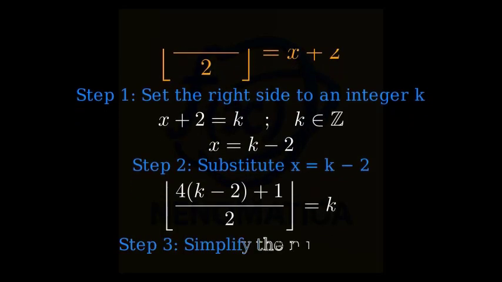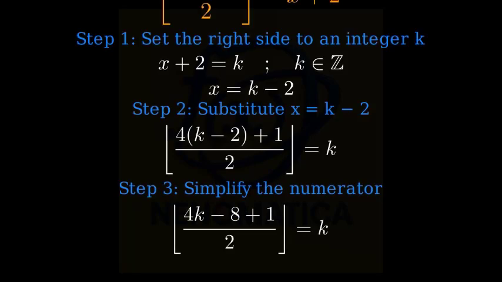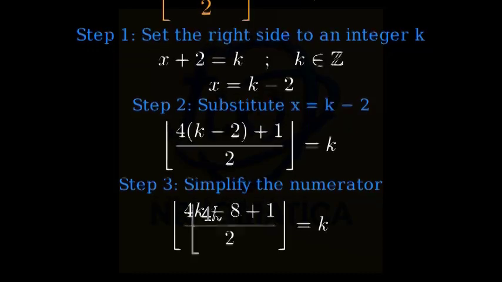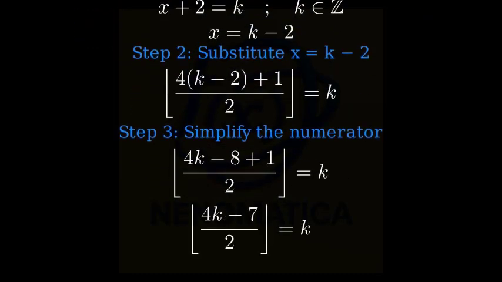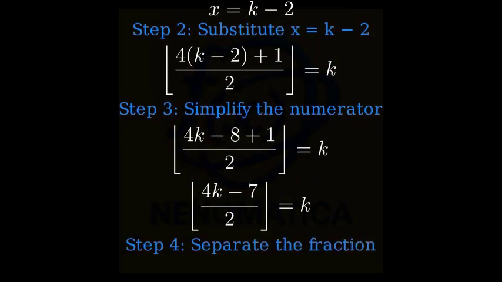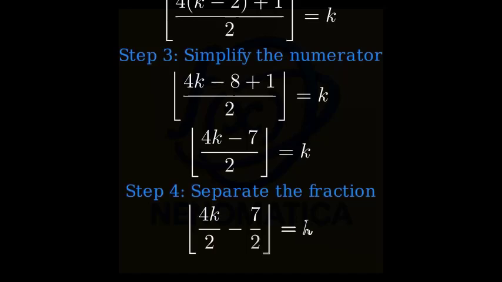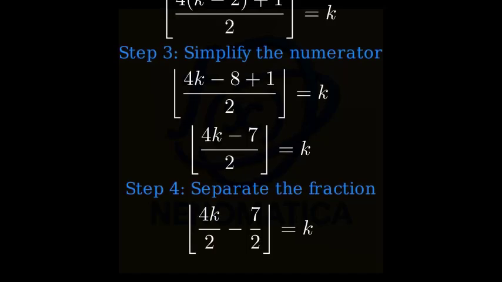Step 3. Distribute and simplify the numerator. 4 times (k minus 2) gives 4k minus 8. Adding 1 gives 4k minus 8 plus 1. Combine like terms to get 4k minus 7 in the numerator. Step 4. Separate the fraction into two parts. Floor of (4k over 2 minus 7 over 2) equals k.